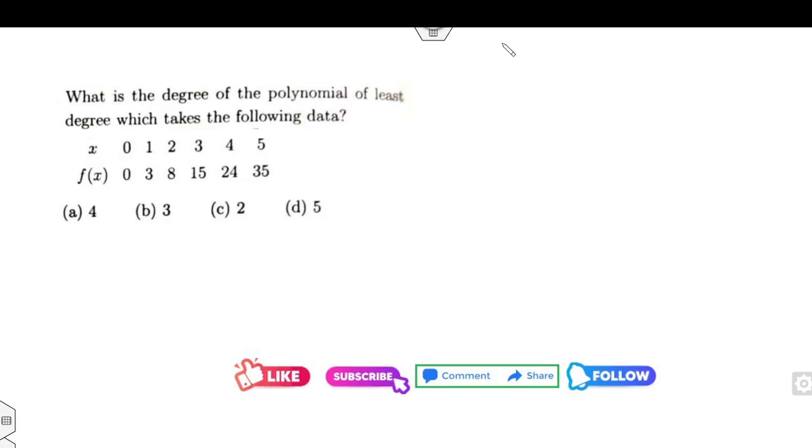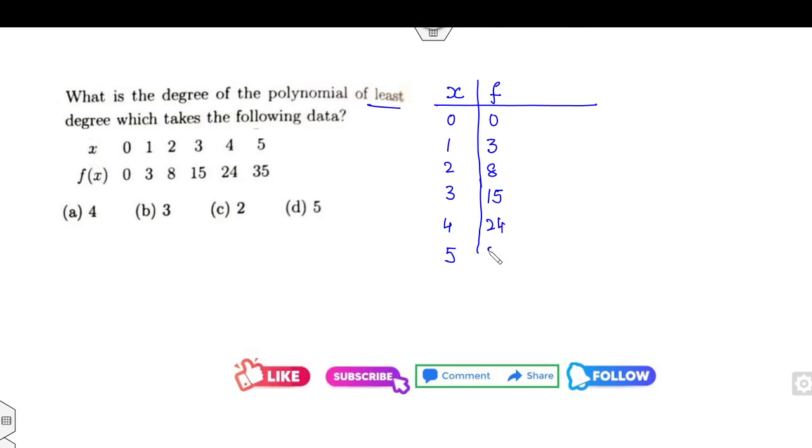What is the degree of the polynomial? What is the polynomial of the least degree? You can see again, I can draw x: 0, 1, 2, 3, 4, 5. The y values are 3, 8, 15, 24, 35. You can see they are equally spaced. Fine, so I can find the divided difference.